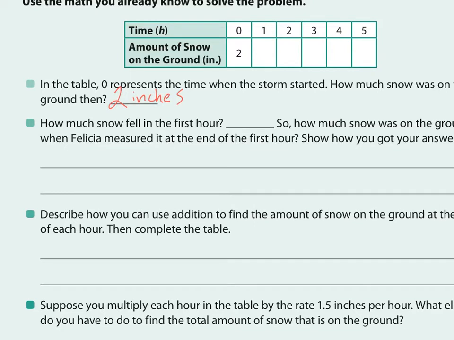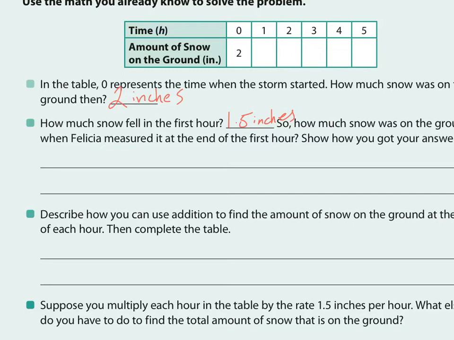How much snow fell in the first hour? Well, the snowfall is consistent from hour to hour. It said every hour, exactly 1.5 inches of snowfall each hour. And feel free, if you want to pause this and answer some questions and see how you did, do that. If you just want to listen to me and jot down whatever I'm jotting down, that works too.